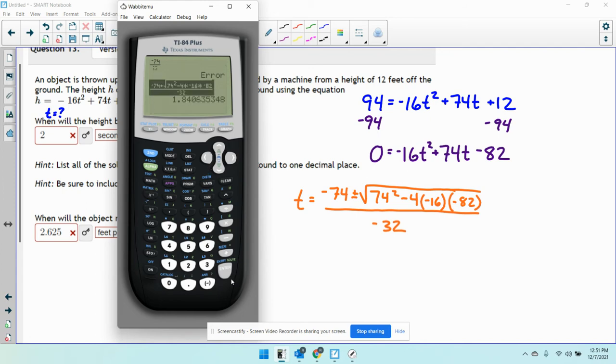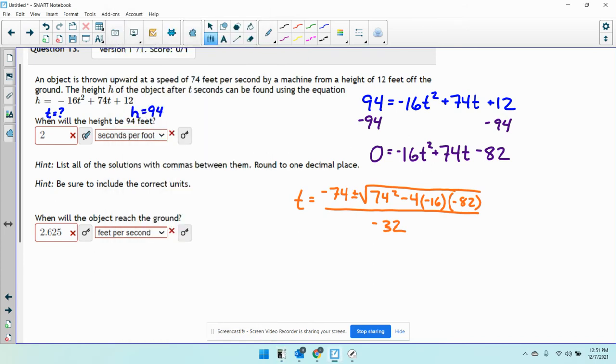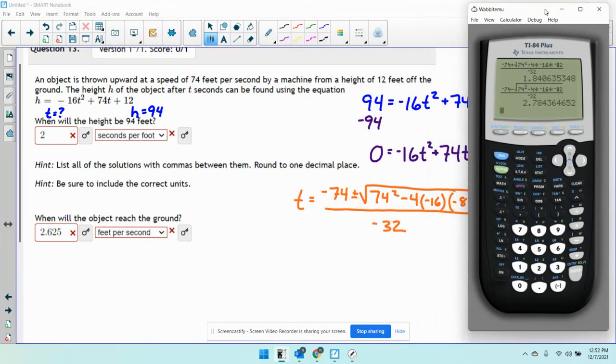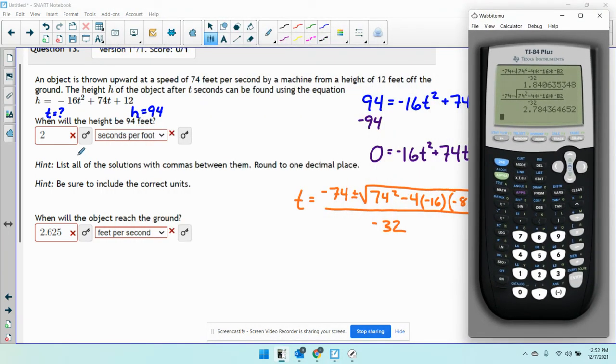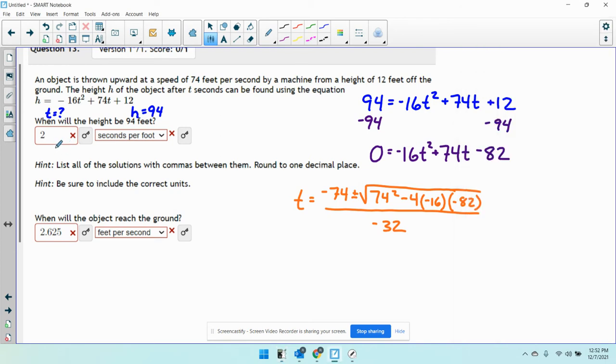That gives 1.8, and if you do the same thing but make it negative, then we'll have both of our answers, the other being 2.78. Here it says list all solutions with commas between them. Since both my answers are positive, they both make sense. To one decimal place, this will be 1.8 and 2.8. And this is asking when, so the units are just seconds.